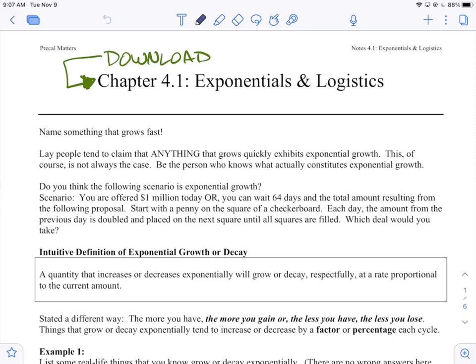Let me reread that. I used it to the class's advantage, right? The quantity that increases or decreases exponentially will grow or decay at a rate that is directly proportional to the current amount. What the heck does that mean? Here's the interpretation. The more you have, the more you get. The rich get richer, right? The more you have, the more you get. That's for exponential growth. Or the less you have, the less you lose. The less you have, the less you lose.